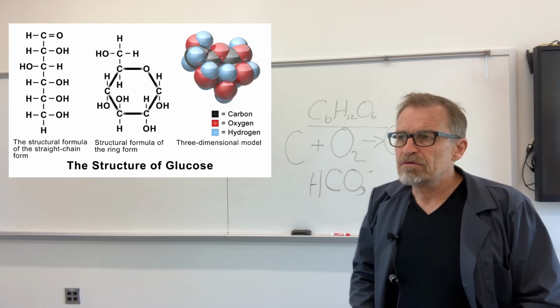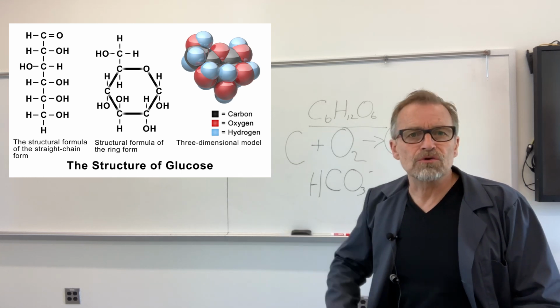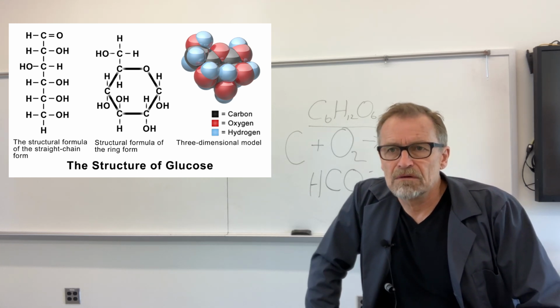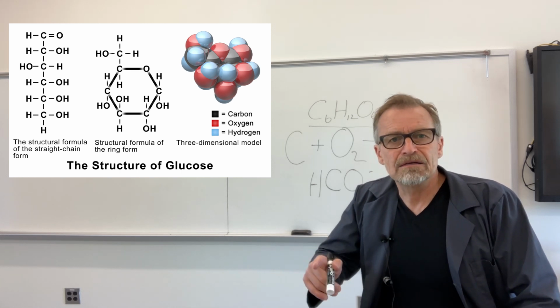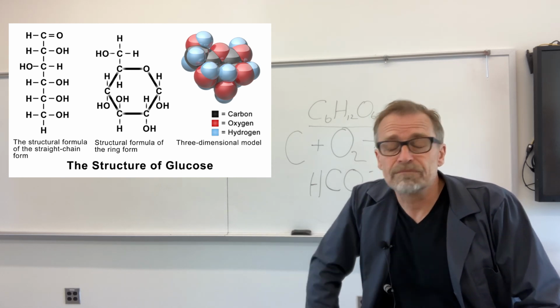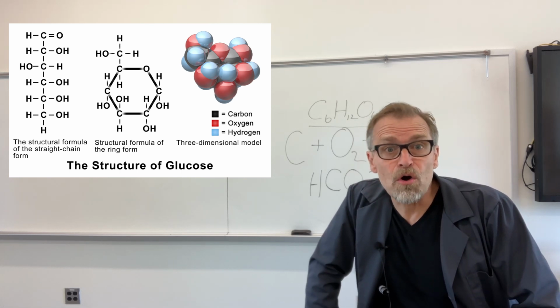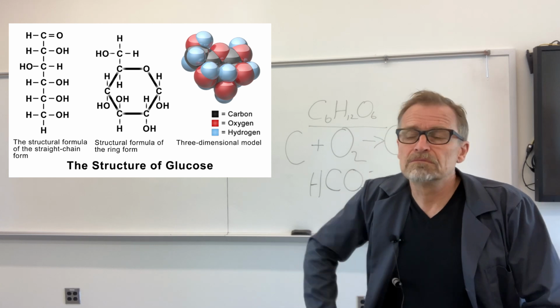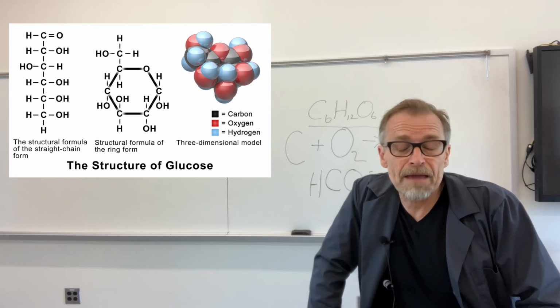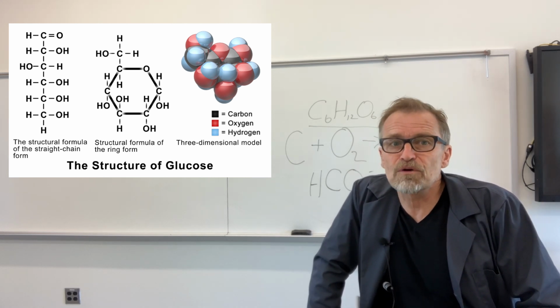When we have too much glucose in our body, we say we're hyperglycemic. Hyper meaning high, glycemic is sugar. When we say we have too little, we're hypo. Hypo means lower, hypoglycemic. You've experienced both of these.